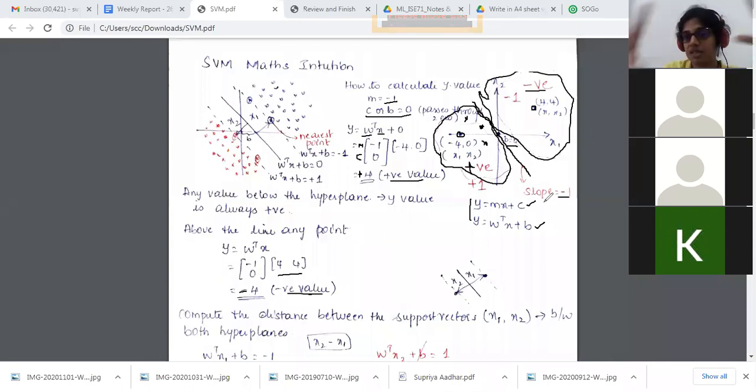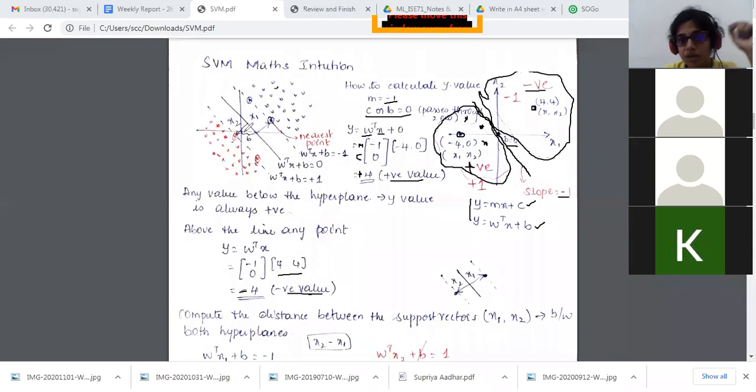So till here, this is what the intuition of the diagram was. Okay, now I'll come up to this. So when I come here to the left hand side of the diagram, this was my slope of the line. This was my slope of the line, okay, right?